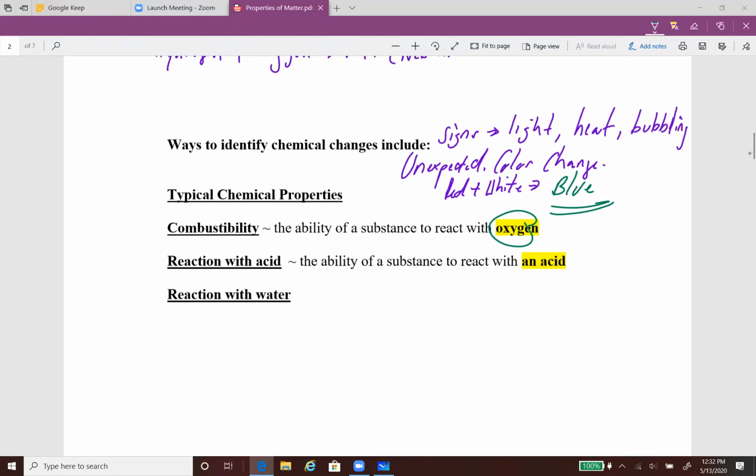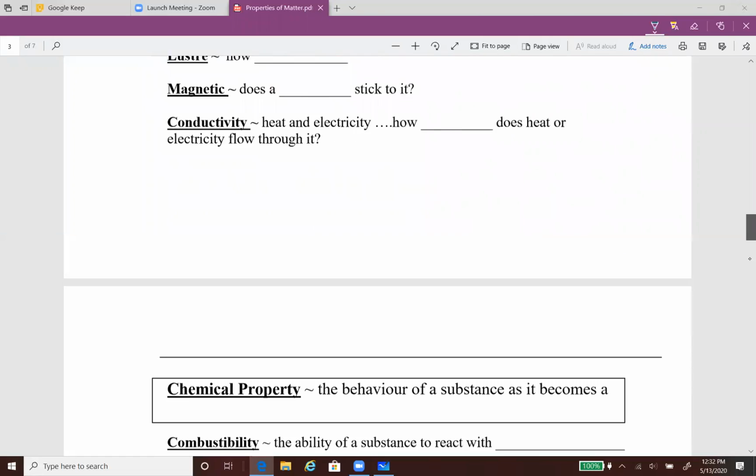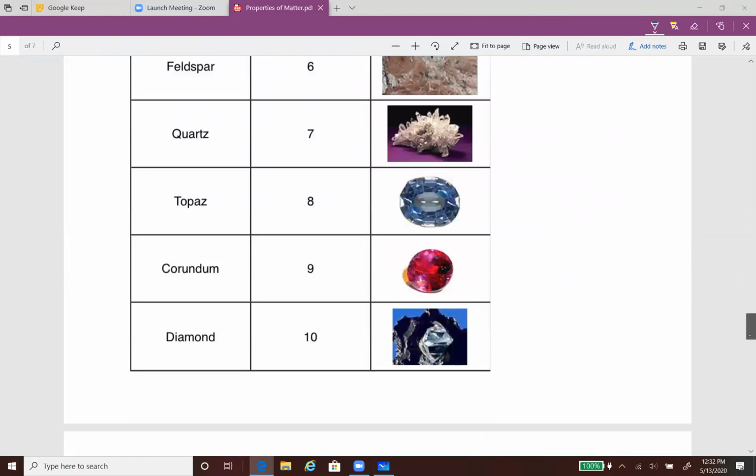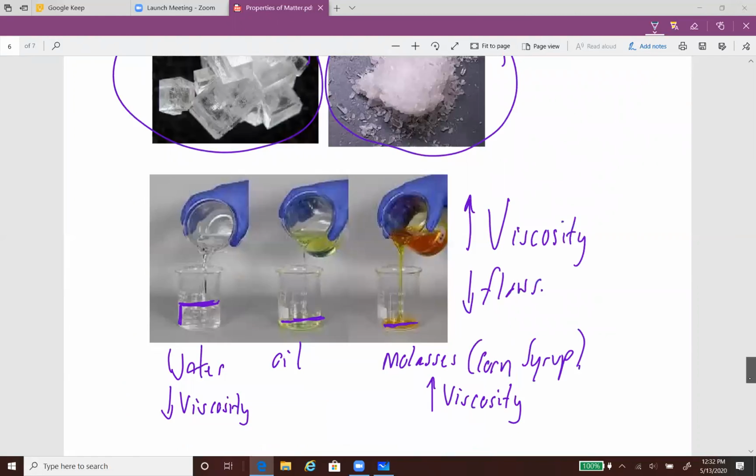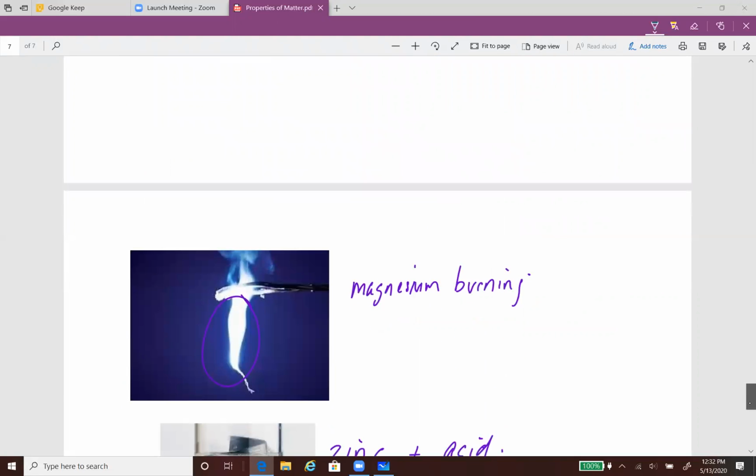So in the example with magnesium here, you can see the magnesium is burning. This is actually a reaction between magnesium and oxygen, forming a new particle called magnesium oxide, a totally new particle, okay?